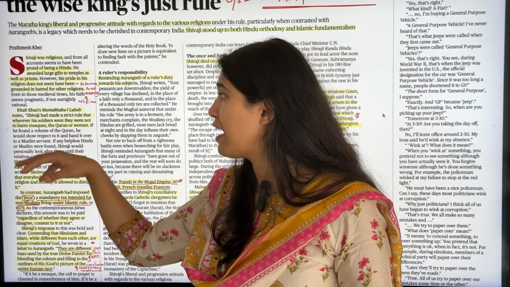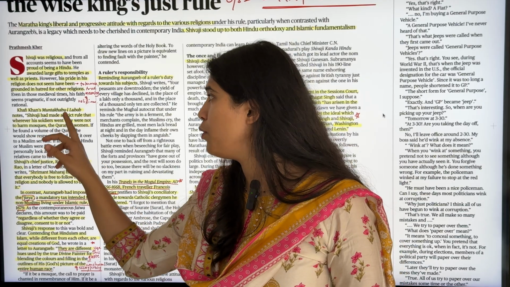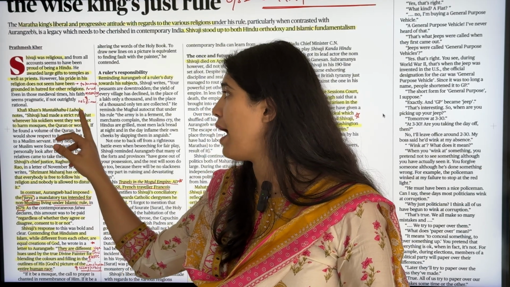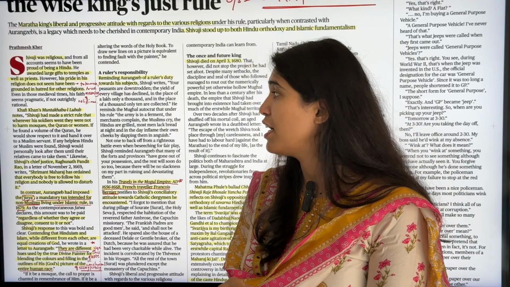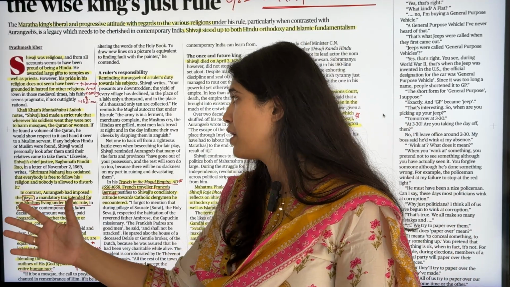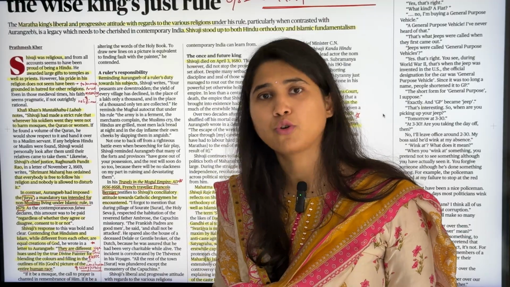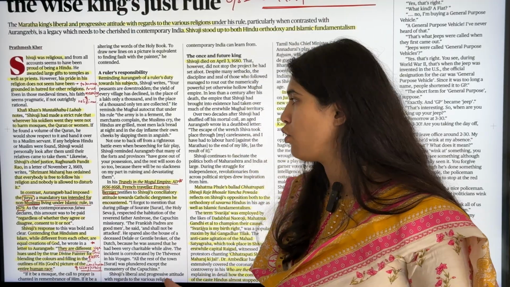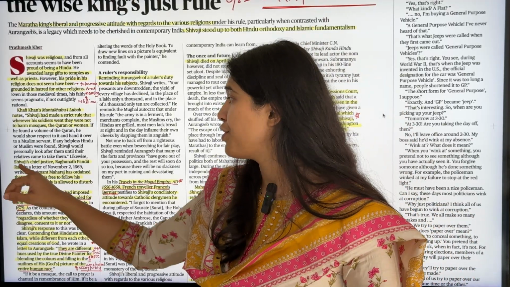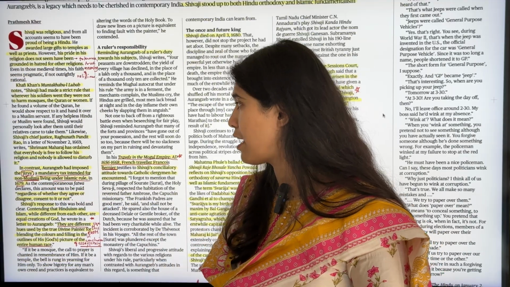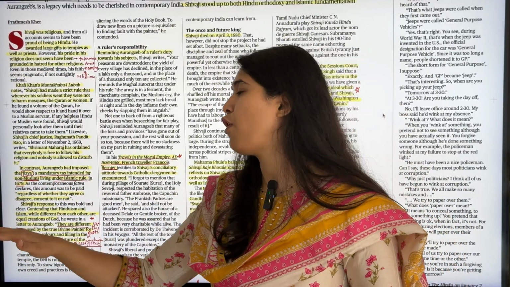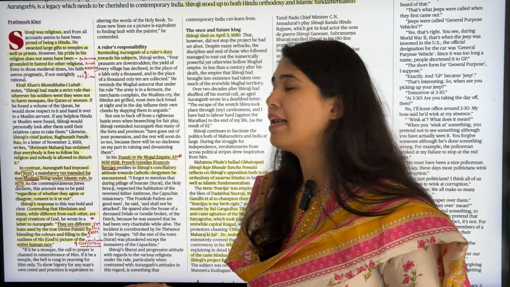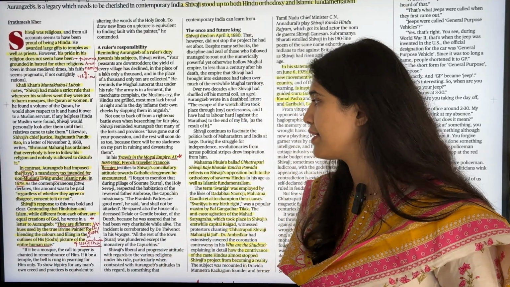Khafi Khan's Muntakhab-ul Lubab notes Shivaji had made a strict rule that wherever his soldiers went, they were not to harm mosques, the Quran or women. Very great thought of him at that point of time. Shivaji's Chief Justice Raghunath Pandit Rao said, Srimant Maharaj has ordained that everybody is free to follow his religion and nobody is allowed to disturb it. Great, right? Amazing thought again.